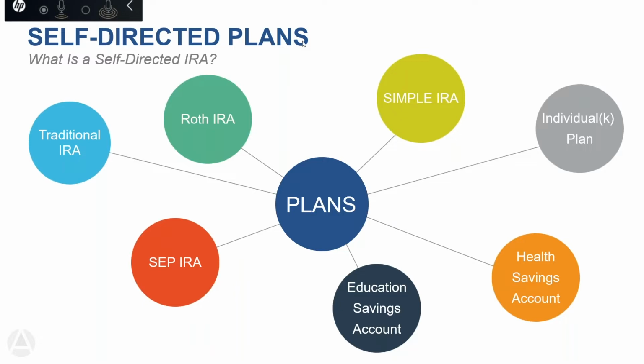Now, with regard to SEP, simple, and individual 401k plans, these are going to be business plans. Now, they have to be associated with a particular business that you are going to be operating. And this can be a self-employed business, so you can operate these as a self-employed individual. And each one of them has its own inherent benefits and drawbacks.